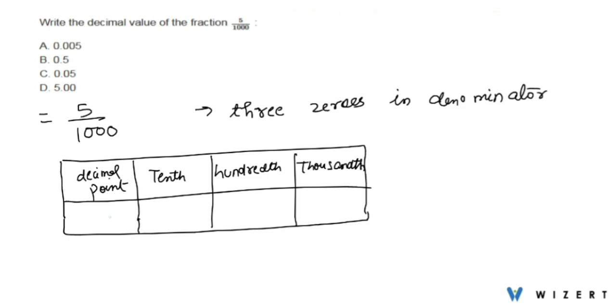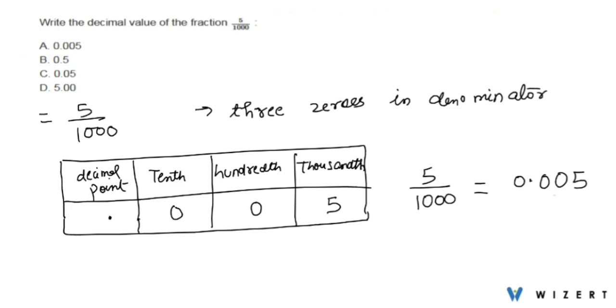So, the decimal point is represented by a point. Now, we can see the numerator is 5. And we have 3 zeros in the denominator. So 5 will come in the thousandth place and the rest will be filled with 0. So finally we can say that this fraction 5 by 1000 can be written as 0.005. So this is our answer.